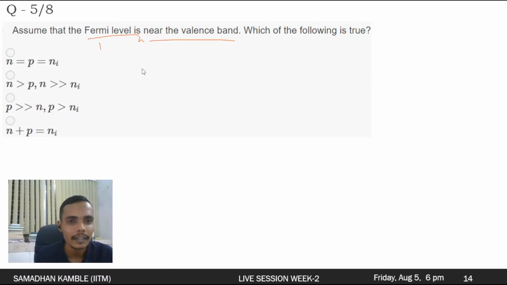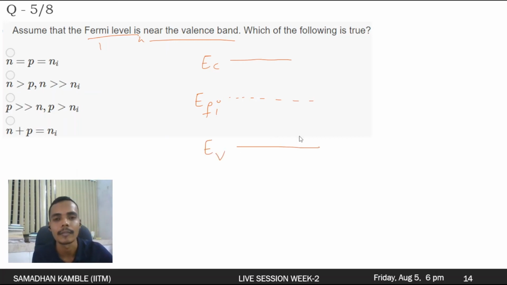Let us take this in terms of the diagram. If this is our conduction band, and this is our Fermi level for the intrinsic semiconductor, and this is our valence band energy level, what it is telling us is that our Fermi level is near the valence band. So our Fermi level lies somewhere in between, and we can say our Fermi level is here. The fact that the Fermi level is near our valence band tells us that this is a p-type semiconductor.